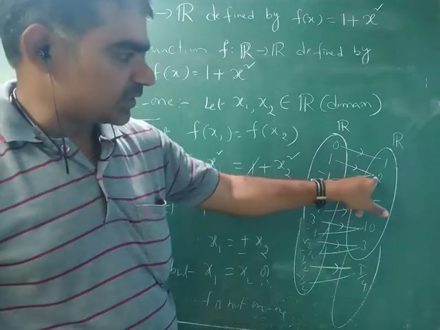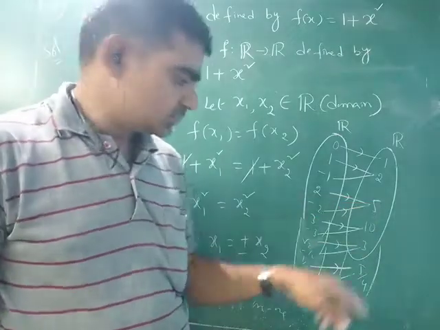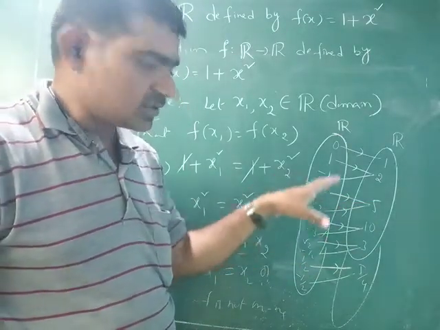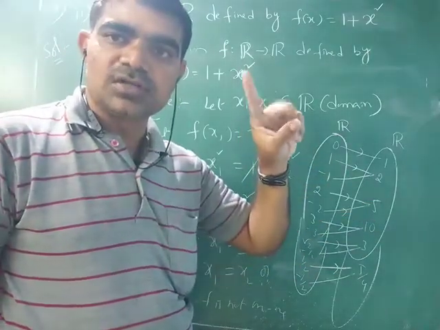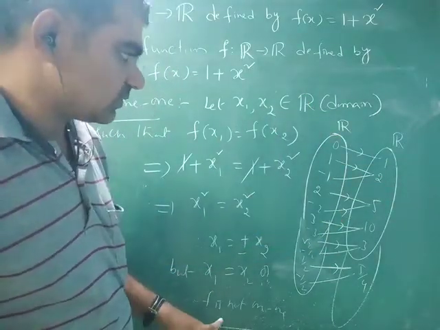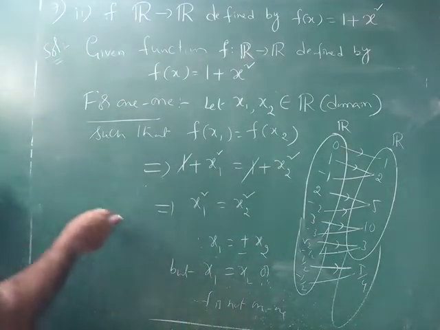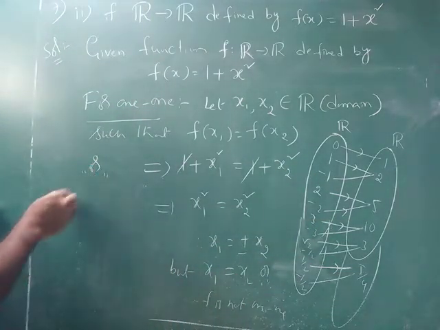Whatever elements we take here, please observe: 1 and minus 1 are different elements with the same image 2, and 2 and minus 2 give 5. All these different elements get the same image. Two or more elements are getting the same image. So it is not 1 1. If you want, we can write this also.